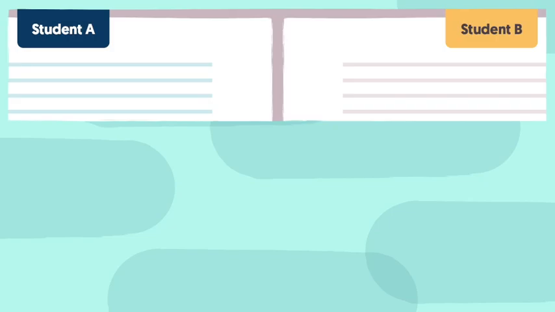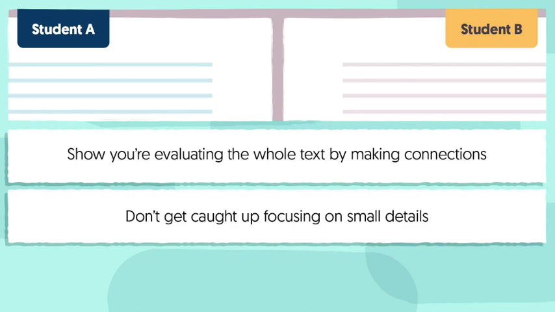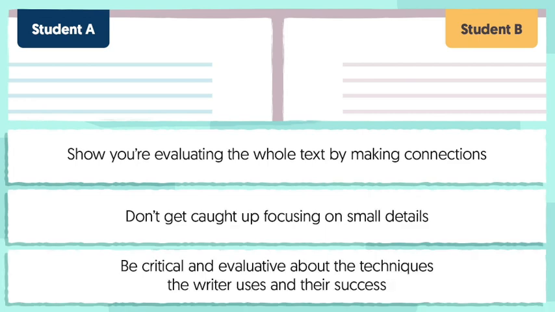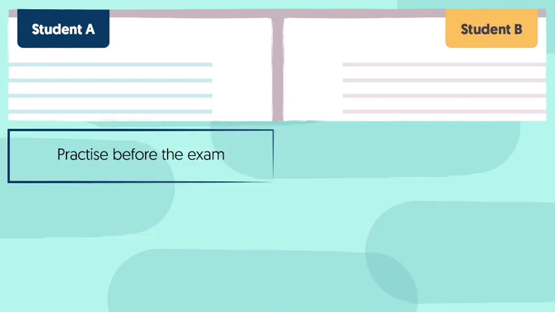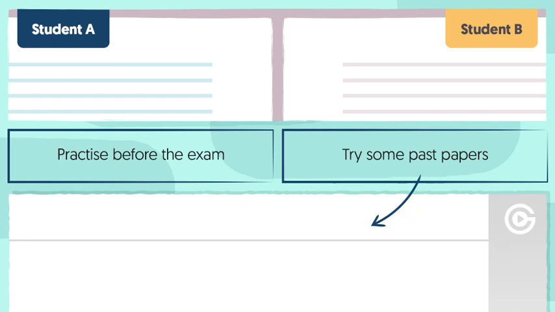To be successful on this question, remember our top tips. Show you're evaluating the whole text by making connections across the extract. Don't get caught up focusing on small details, and be critical and evaluative about the techniques the writer uses and their success. To get in some practice before the exam, why not try some past papers and see how you do with AO4? You could take a look over the question and text in our Edexcel style example paper attached to this pod. Good luck!